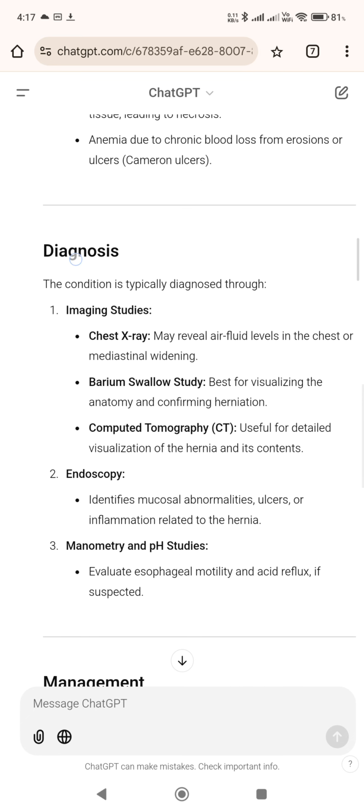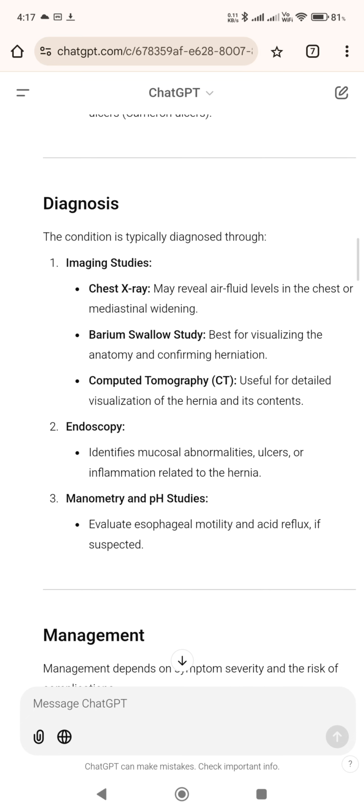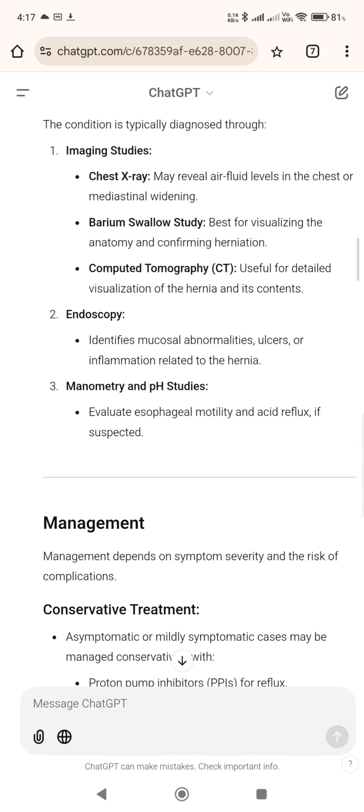Diagnosis: the condition is typically diagnosed through 1. Imaging studies. Chest X-ray may reveal air fluid levels in the chest or mediastinal widening. Barium swallow study, best for visualizing the anatomy and confirming herniation. Computed tomography, CT, useful for detailed visualization of the hernia and its contents.